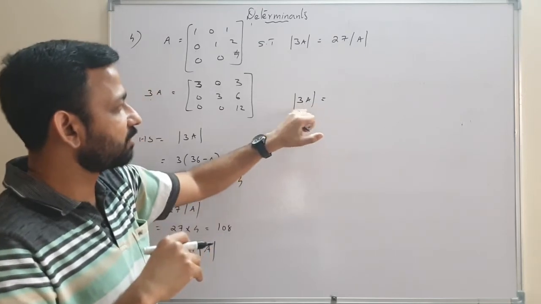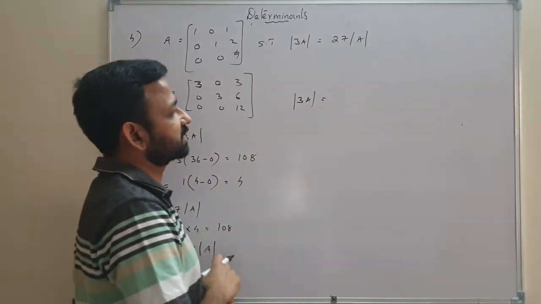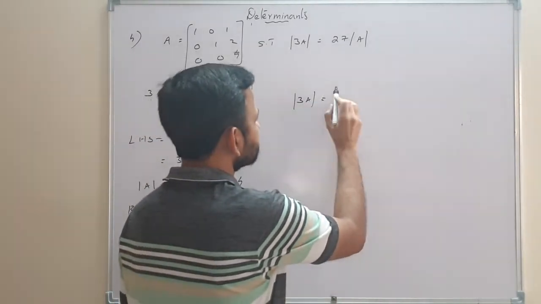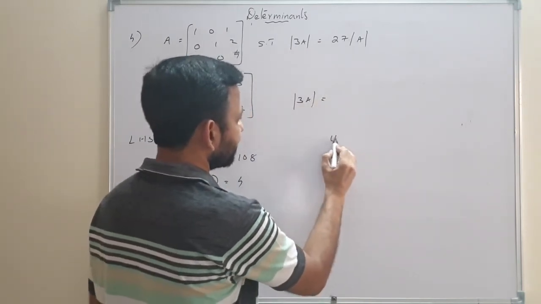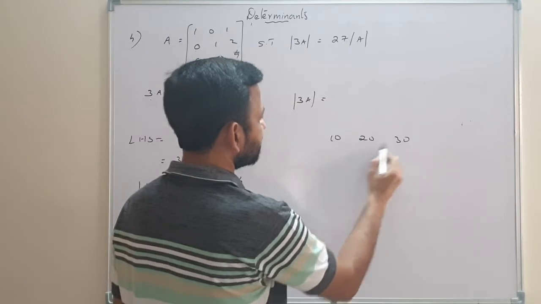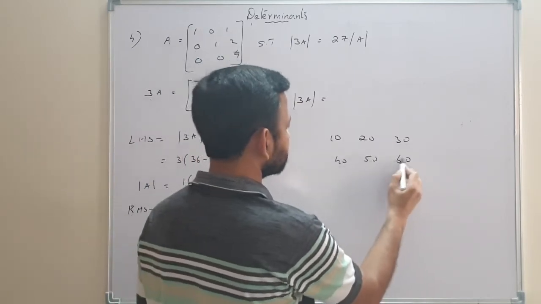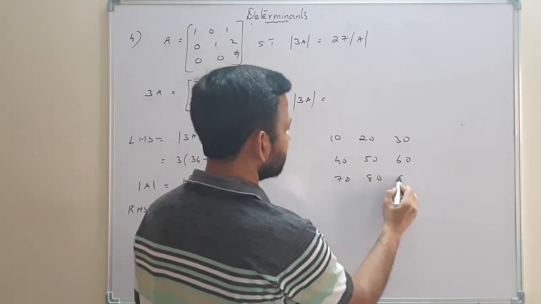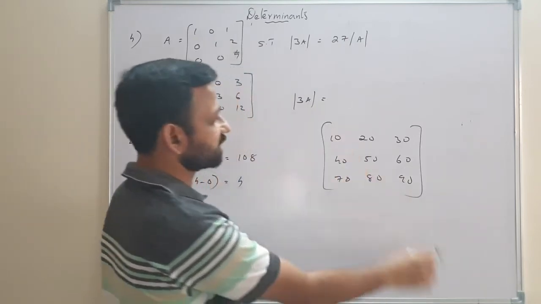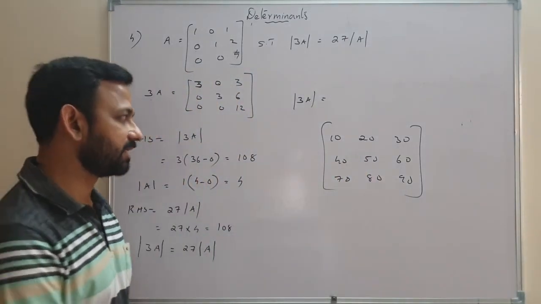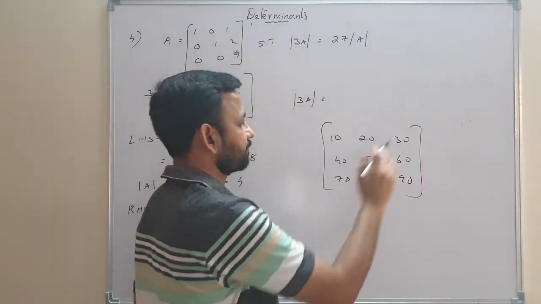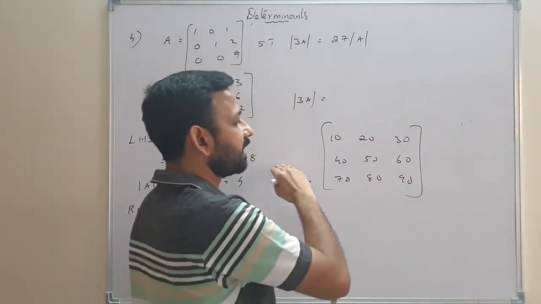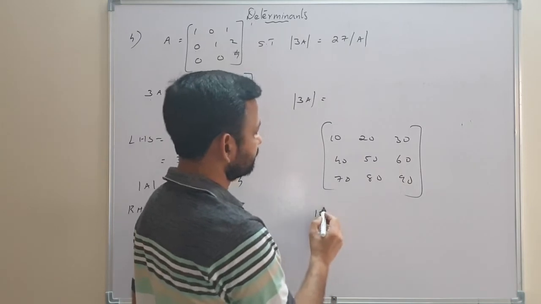If you take 3 outside from a 2 by 2 matrix, suppose it is a matrix 10, 20, 30, 40, 50, 60, 70, 80, 90. This is one matrix, a 3 by 3 matrix. We need to take a 10 outside. So 10 outside we can take from first row. We can take a 10 outside from second row.